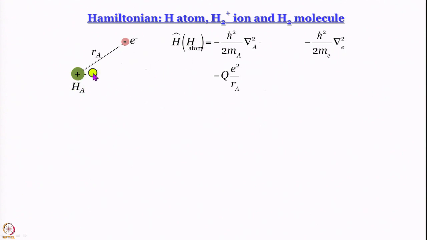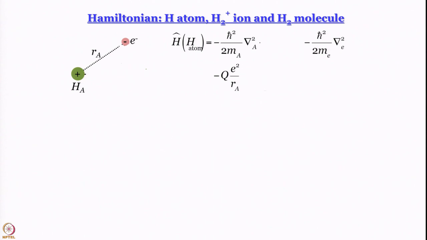So, hydrogen atom, you remember, nucleus and electron. The Hamiltonian would be minus h cross square by 2 m_A del_A square, minus h cross square by 2 m_e del_E square, where A stands for the nucleus or the atom as a whole, E stands for the electron in it, and minus q square by r_A gives you the potential energy for the attraction experienced by the electron because of the nucleus. The first term here is the kinetic energy of the atom as a whole, largely the kinetic energy of the nucleus. This is the kinetic energy of the electron, and very soon we are going to write all this in atomic units.